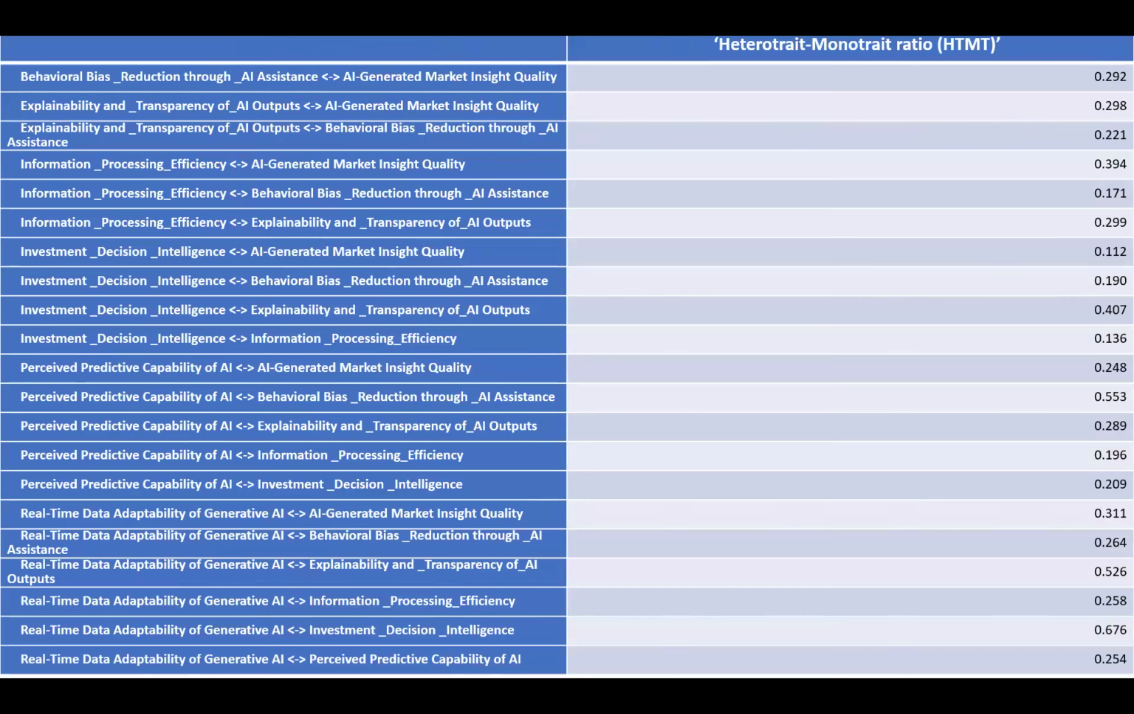The next slide is showing the heterotrait-monotrait ratio, the HTMT ratio. It is used to evaluate discriminant validity. It checks whether the constructs in the model are distinct from each other and measure different concepts. Since all values are below 0.85, the model demonstrates good discriminant validity.